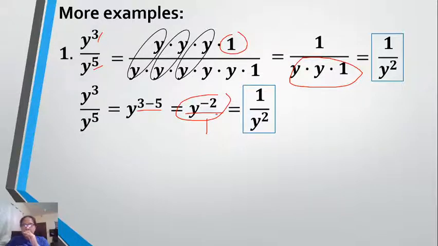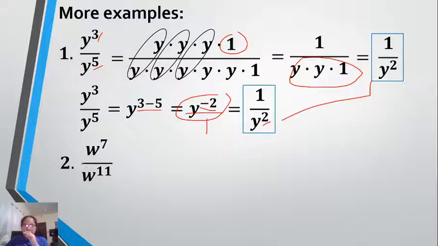So the reciprocal of y raised to negative 2 is 1 over y squared, and when you get the reciprocal, the exponent of y will become positive. So they have the same quotient. So that's the rule. How about w raised to 7 over w raised to 11?